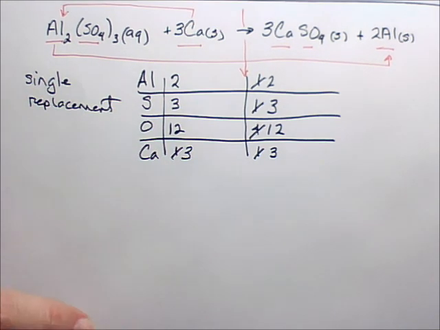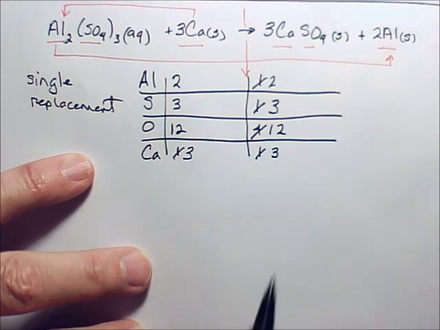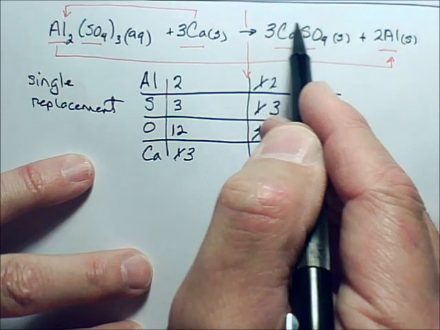When you put the 3 in front of the CA, they went with the A? The 3 coefficient applies to everything in the formula.